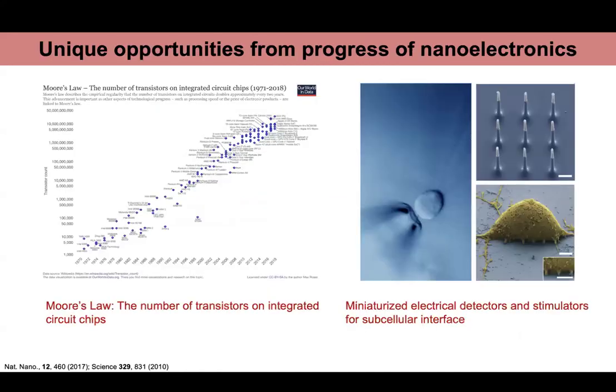So why do we think right now is really the golden era for us to address those questions? On one hand, driven by Moore's law, the number of transistors on one integrated chip already equals or even exceeds the number of neurons in the human brain. On the other hand, nanotechnology has already miniaturized electrical detectors and stimulators down to subcellular size, so that in the in vitro setting, we can already provide a stable interface with individual neurons.